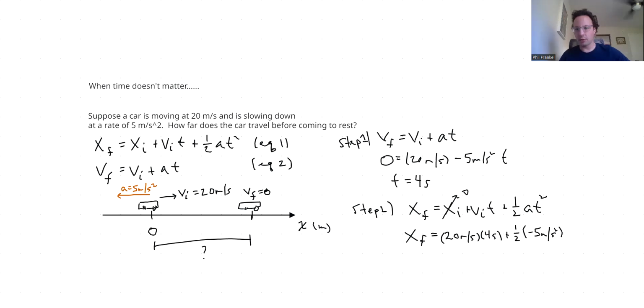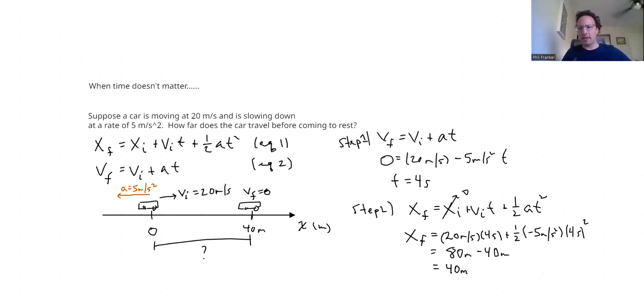So we have 20 meters per second times 4 seconds. That's 80 meters. And then this next term here is 4 seconds squared. 4 squared is 16, times 1/2 is 8, times negative 5 is negative 40 meters. This second term is negative because the acceleration is negative. And so the final position of the car is just positive 40 meters. 80 minus 40 is 40. I guess the car ends up 40 meters to the right of where it started.